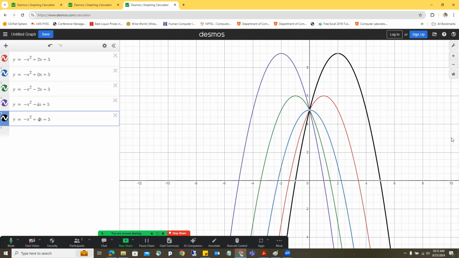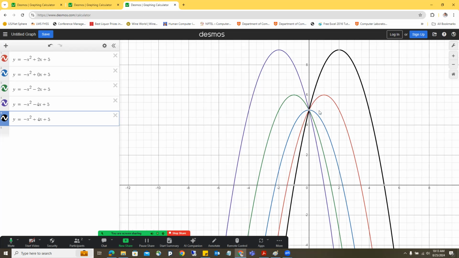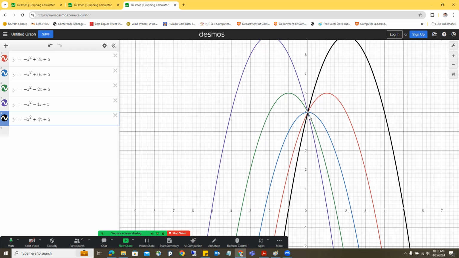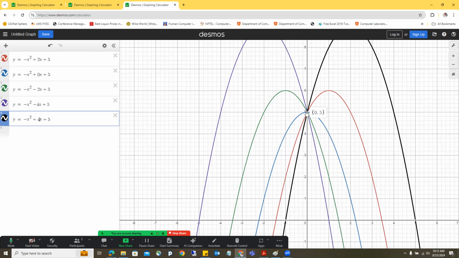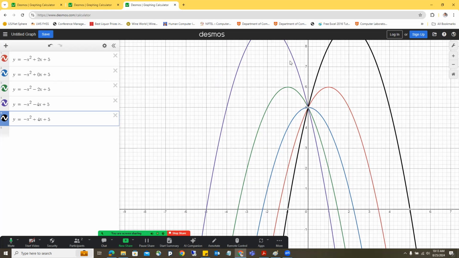And also all these ones. If you check this one, all these graphs are intersecting the y-axis at the same place. That value is actually 0, 5. 5 is the coefficient c. So all these graphs are intersecting the y-axis at the coordinate 0, 5. Okay, is it clear?